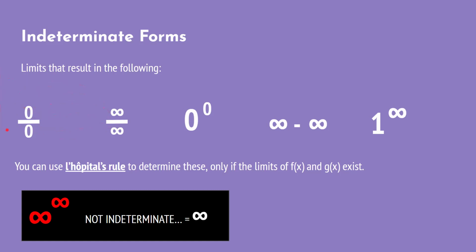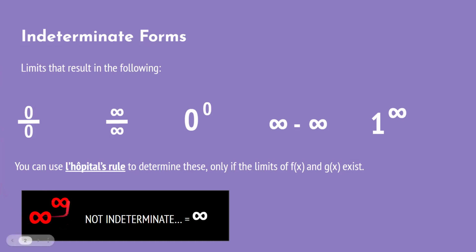0 over 0. Infinity over infinity. 0 to the power of 0. Infinity minus infinity. And 1 to infinity. All five of these are just not able to be calculated mathematically, so that's why they're indeterminate forms.